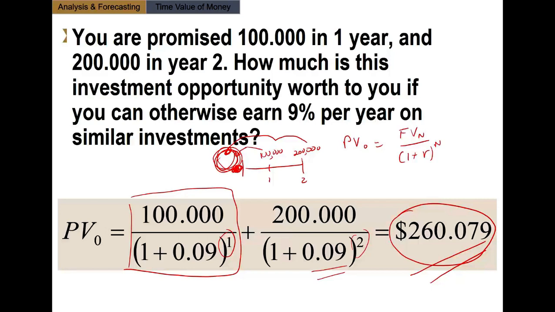If I promise you $100,000 in year 1 and $200,000 in year 2, and I'm asking you to pay me $280,000 for that right, would you accept? And the answer would be no, you will not accept, because to you, those promised payments are worth $260,000, and I'm asking you to pay $280,000. So if you were to pay $280,000 for these two promised payments, you would be overpaying.